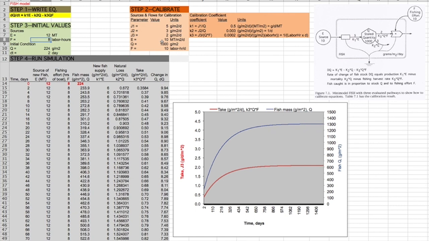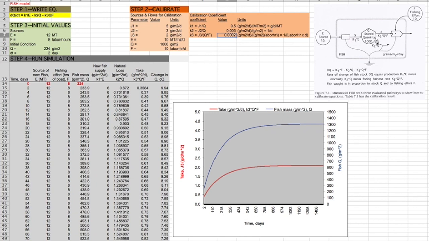But we might have a situation where we think that we do need to recalibrate the model. So an example could be maybe we're going to be slightly more efficient with our fishing effort. Right now, currently in terms of efficiency, K3 is the relationship between the take, J3, and the effort and the amount of fish that we have.